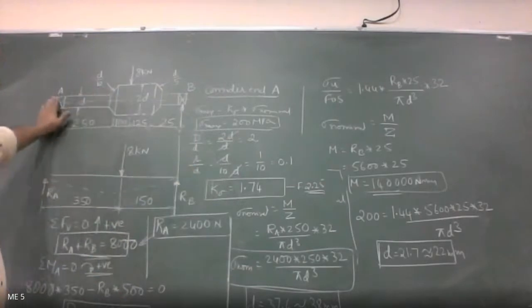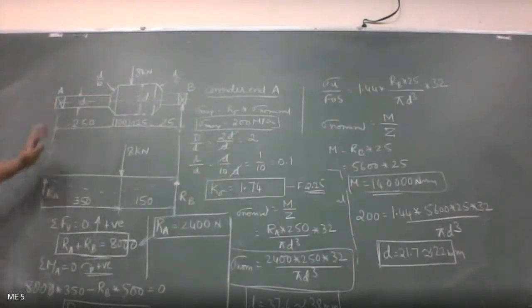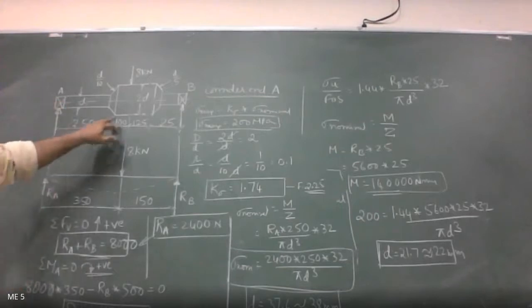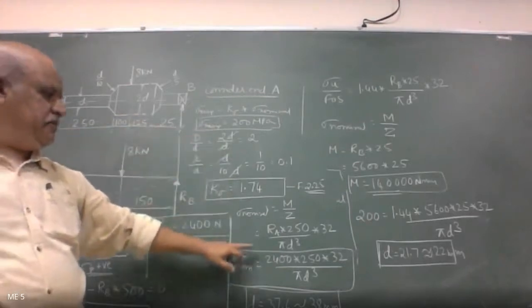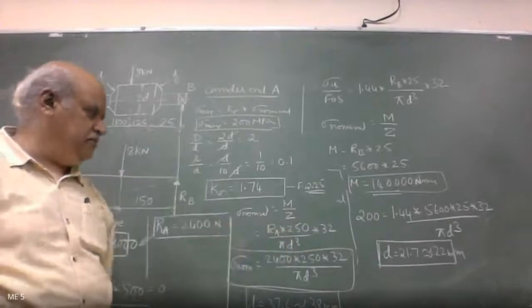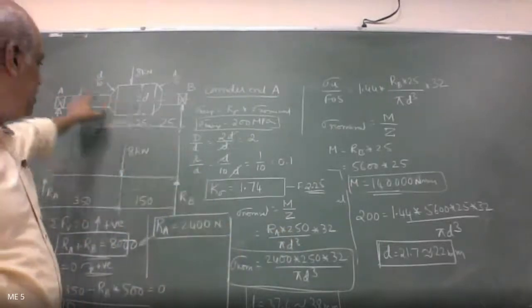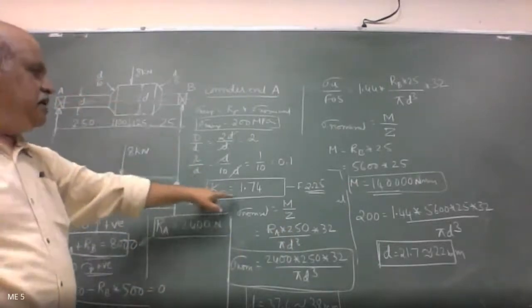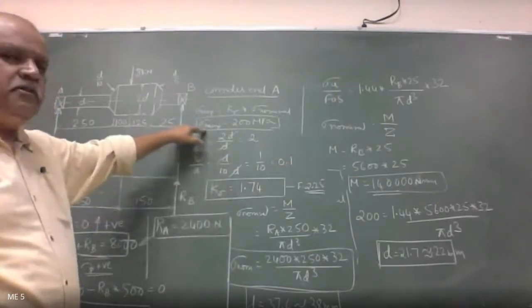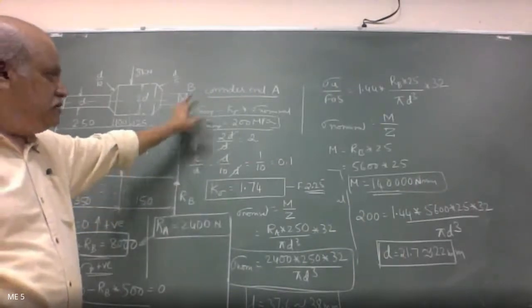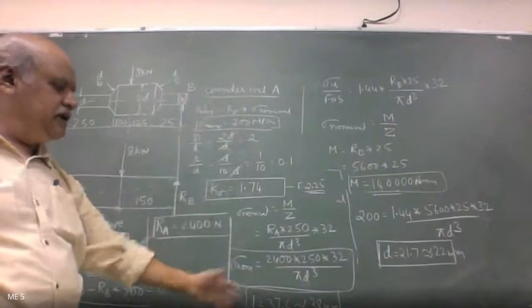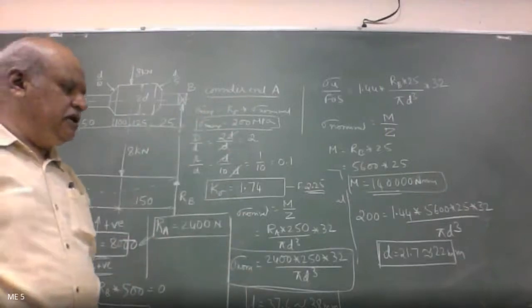Similarly, come to NDA, we have RA reaction acting here. So RA into 250 mm will give us the bending moment. K sigma, again D by d and r by d ratio, get K sigma. Sigma max is sigma u by FOS, that we know. So from there, you can easily get the value of diameter. Anybody, any doubt?